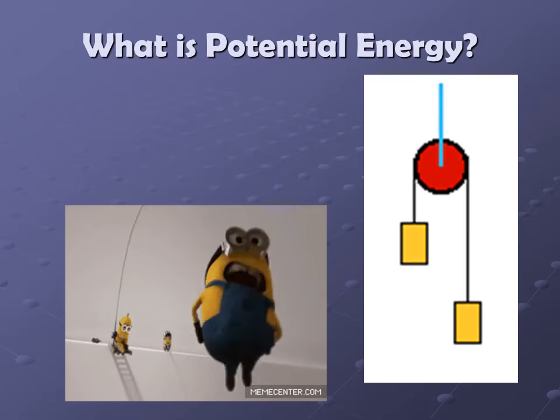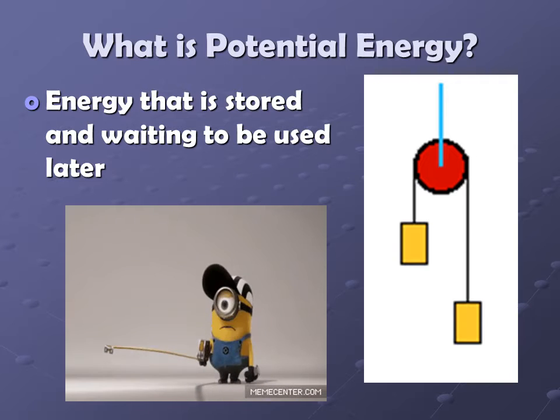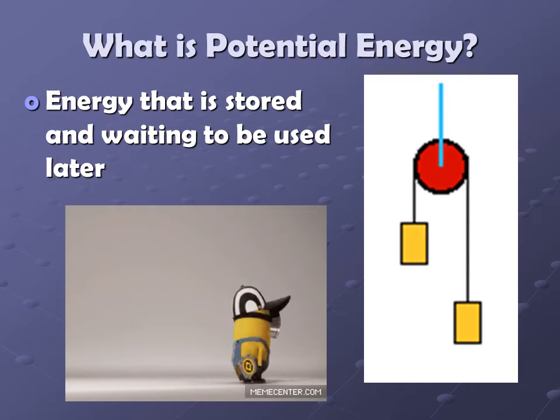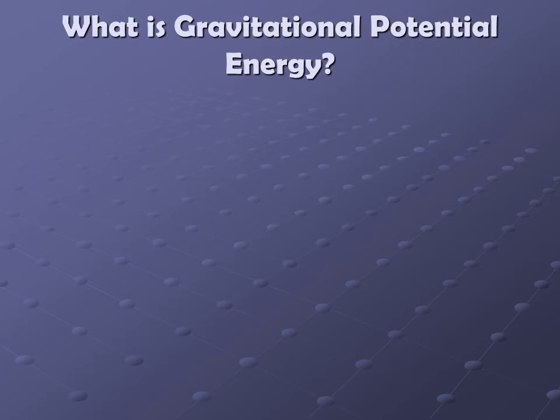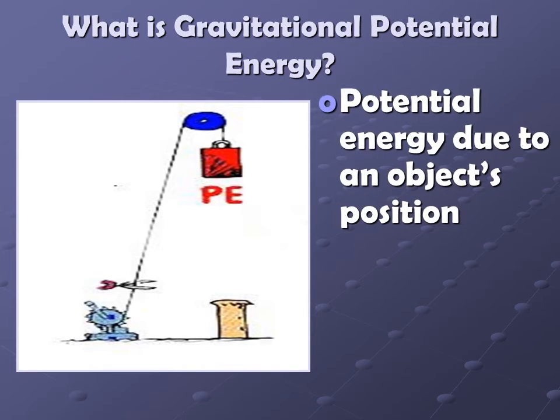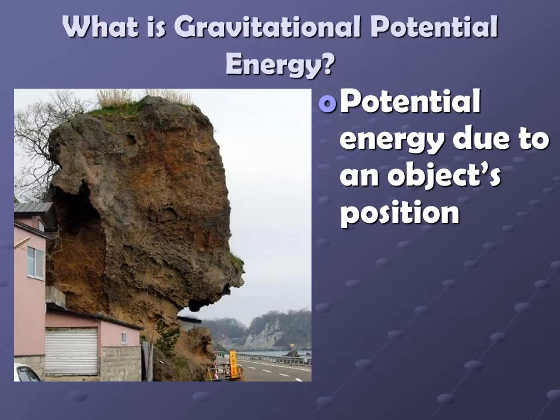So what exactly is potential energy then? Potential energy is going to be energy that's stored and waiting to be used later on. Specifically, gravitational potential energy is potential energy due to an object's position. You can see here in the picture, there's an object that is hoisted up, and it could have the potential to be dropped. Here, this cliff is hanging over, and it could have the potential to break off.